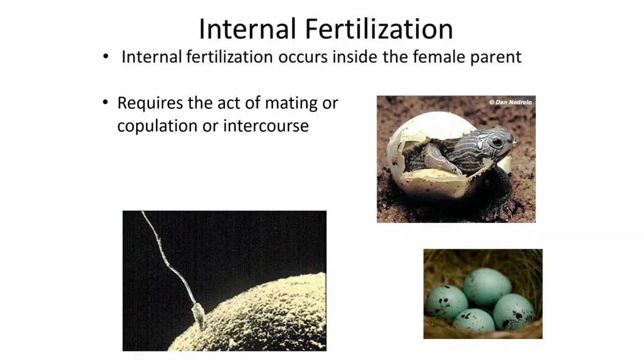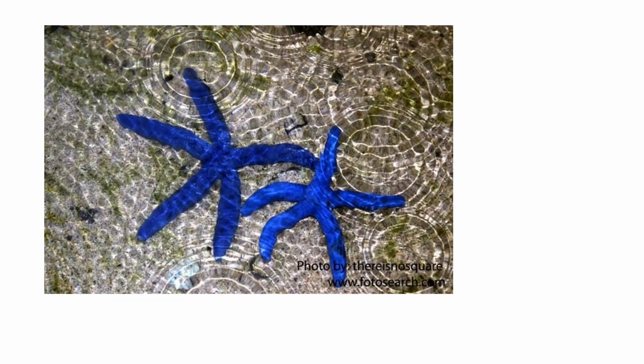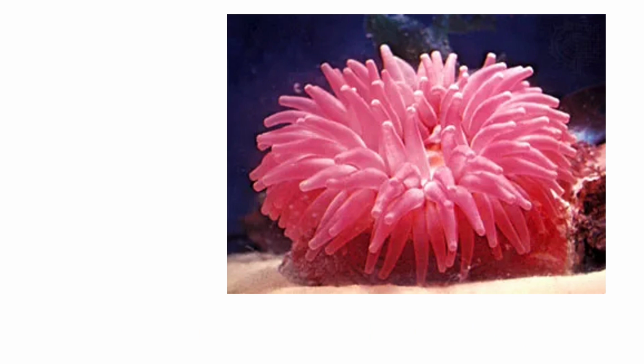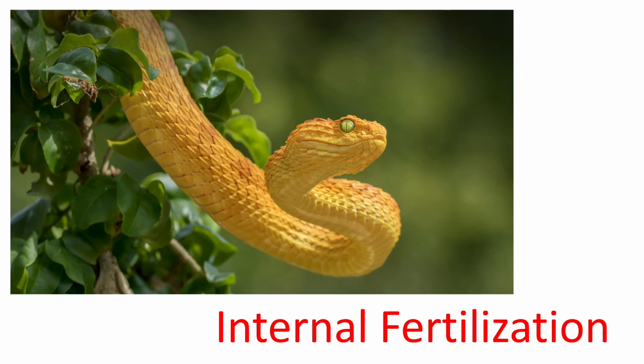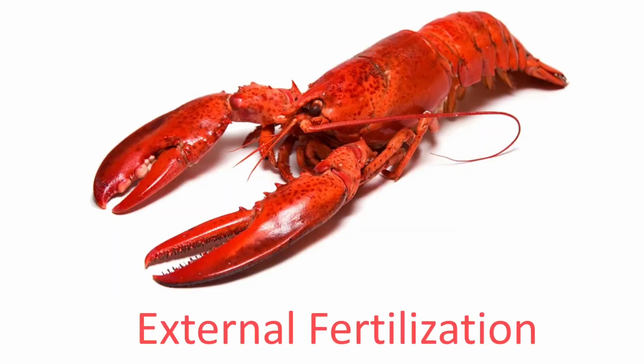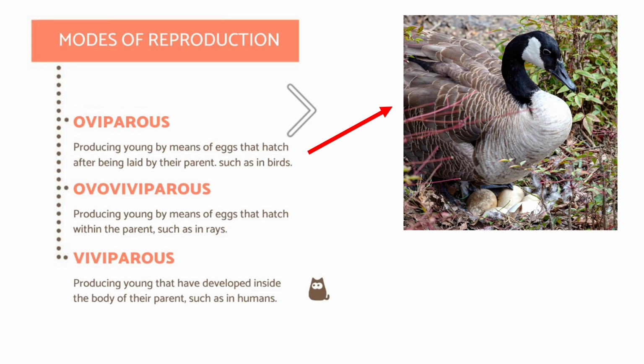So this occurs inside of the female and then requires the act of mating or copulation or intercourse. Okay, so you already know this as well. The following organisms have external or internal modes of fertilization. So external, external, internal, and the reason it's internal is because it's terrestrial, while the previous two would be in an aquatic environment. This is external, aquatic environment. Internal because terrestrial environment, and that's it.